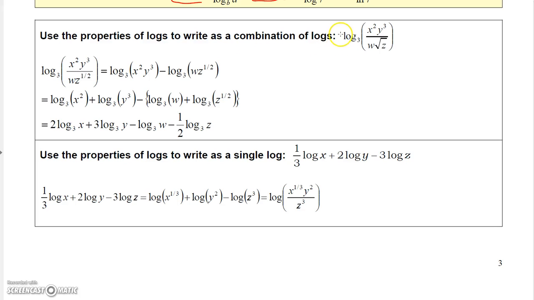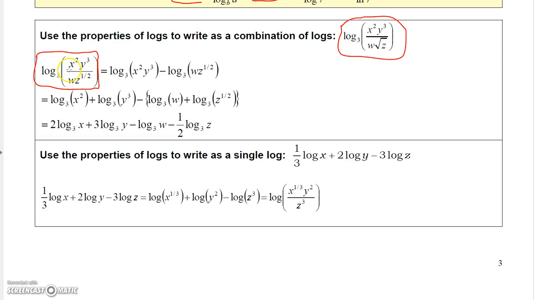Okay, now let's talk about using some of these properties. These two problems here are just to practice the properties that I just covered. You can actually write this as a combination of logs. First thing I've got to do, though, before I even start, is rewrite the square root of z as z to the 1/2 power. So let's write it like this to start out with.